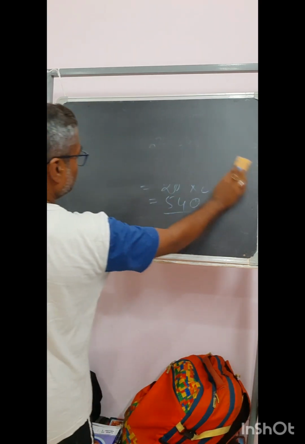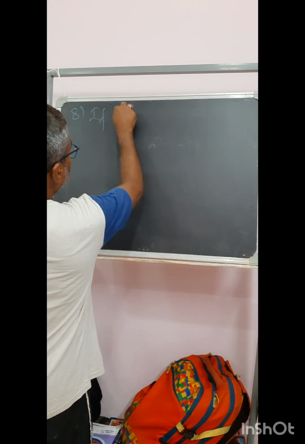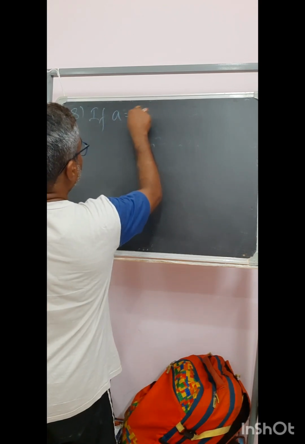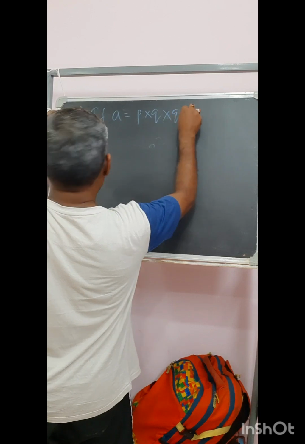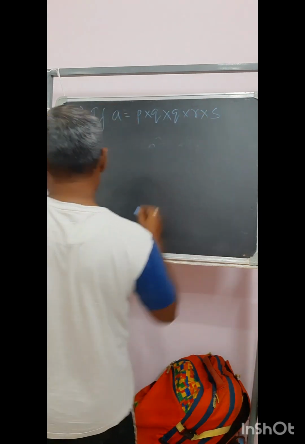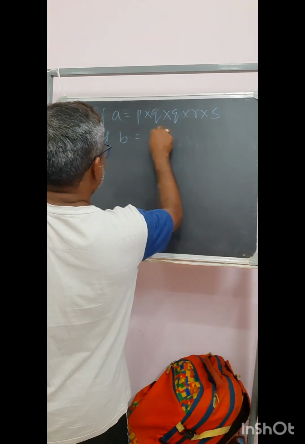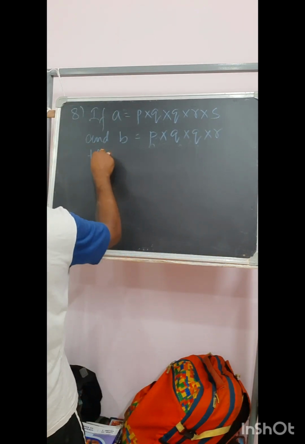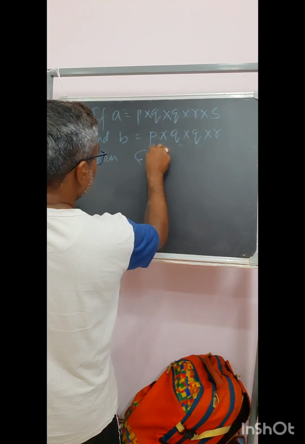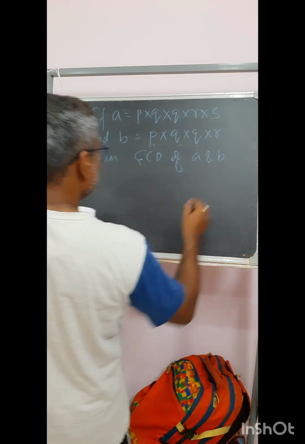Now come to problem number 8. It says: if A is a number represented by the prime factors P into Q into Q again, then R into S, and B is another number represented by P into Q into R, then find the GCD of A and B.